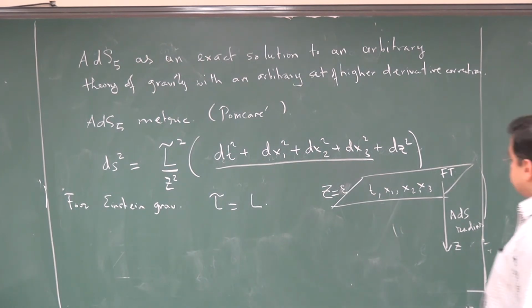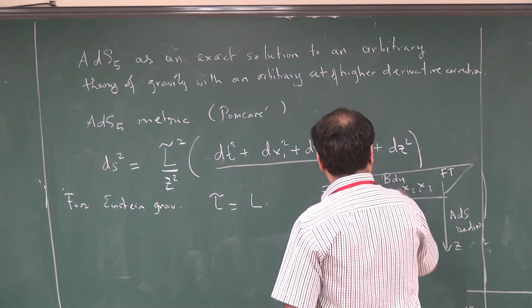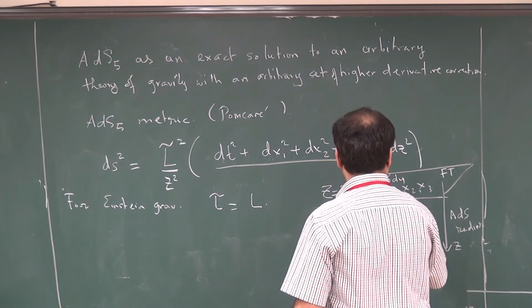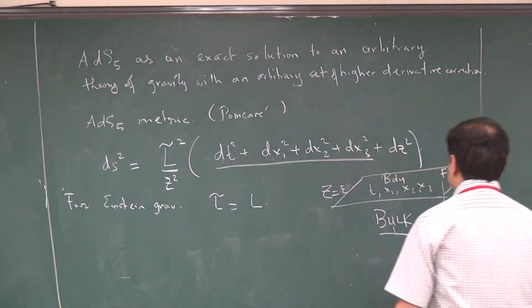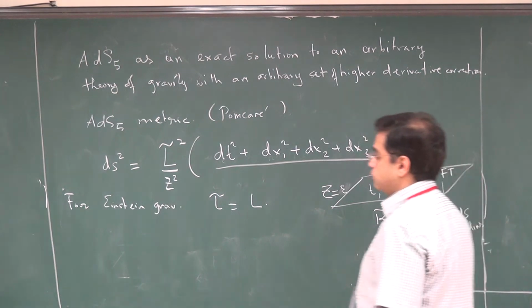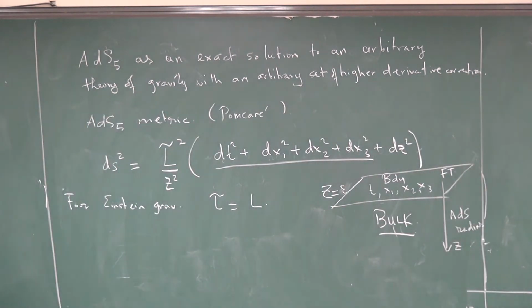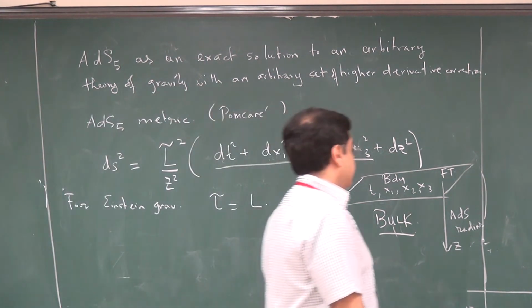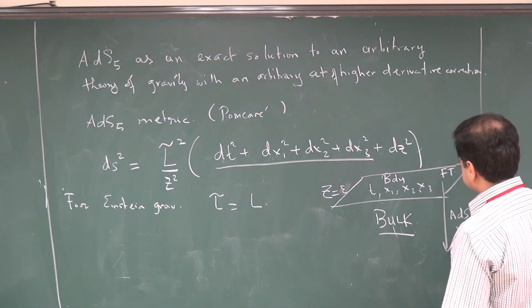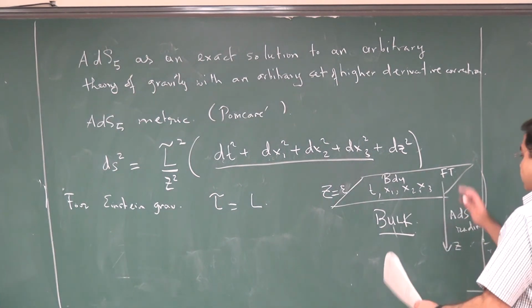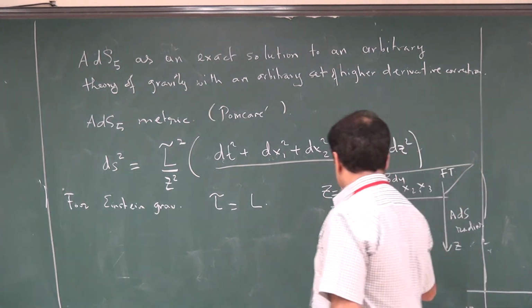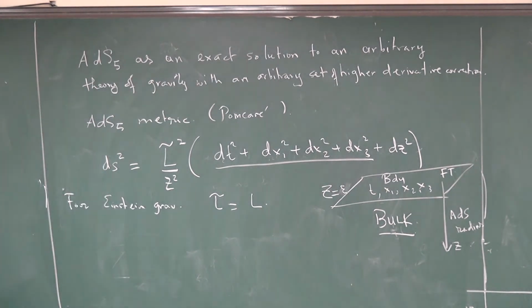So this is the boundary theory. This is the bulk. The idea is that this boundary theory is supposed to be a complicated gauge theory with some large coupling constant. You won't be able to do perturbative calculations in this field theory. So the idea is that you will make use of this gauge gravity duality and extract information about the field theory using easier calculations in the bulk. Is the idea clear?